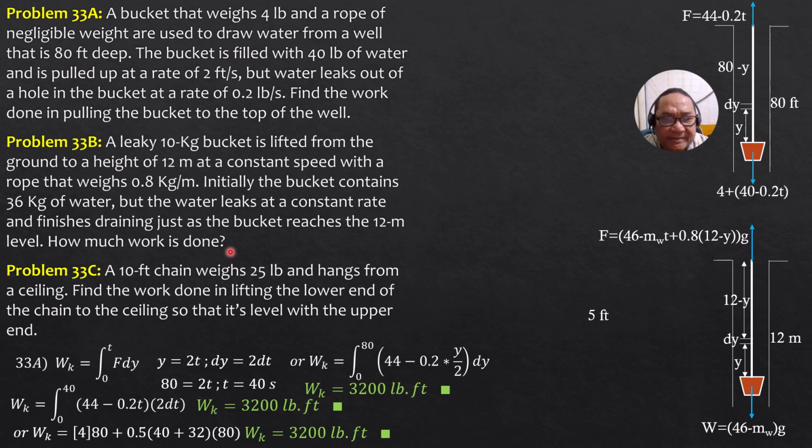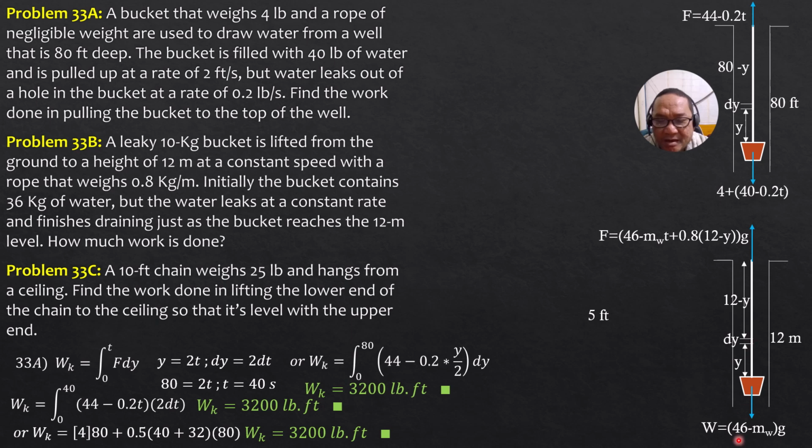So this problem is somewhat related to problem 33A. Then in addition, the rope this time has constant mass per meter of 0.8 kilogram per meter, and the difference this time, as soon as the bucket reaches the top, the water is drained completely, so that means there's no more water as the bucket reaches the top. So this is the figure. We have a section cut here.